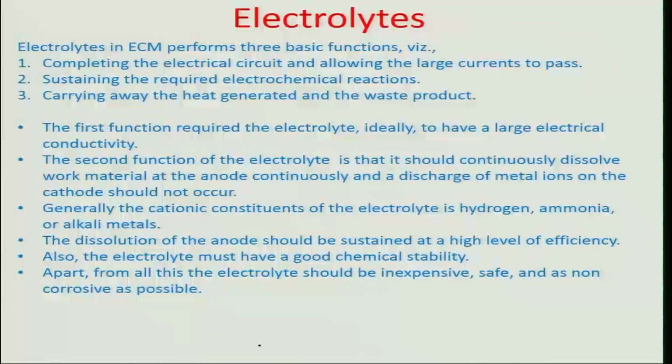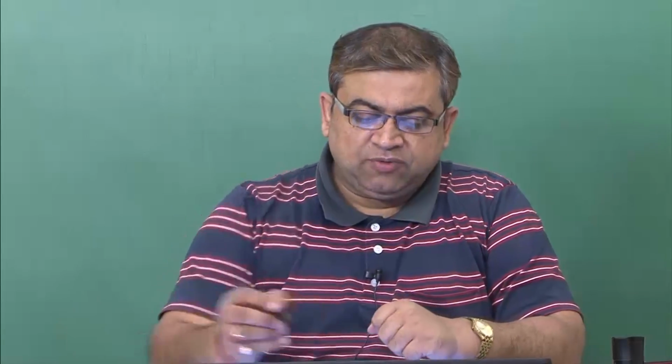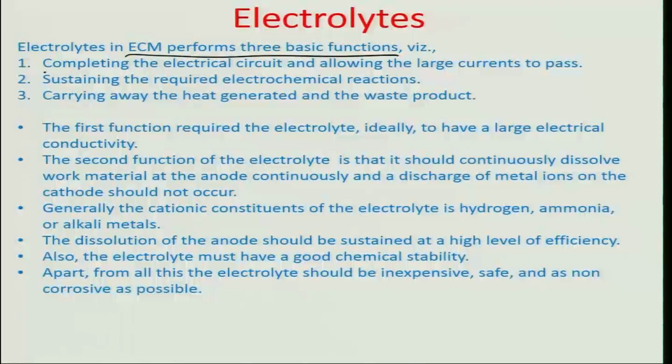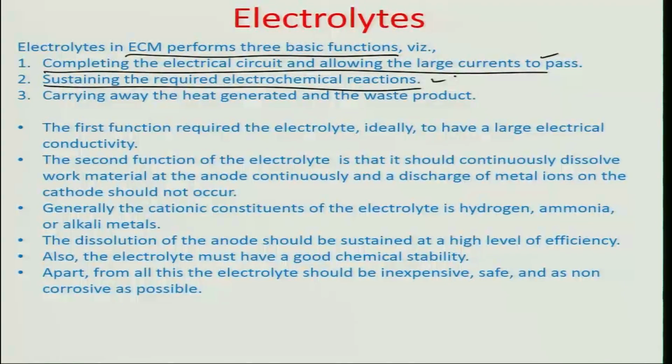The other issue is choosing the right electrolytes, because obviously electrolyte is the main active element of this whole electrochemical machining system. It basically performs 3 different functions. One is completing the electrical circuit, allowing the large currents to pass by. Now there is sustaining the required electrochemical reaction to happen for a longer time, so that the material removal rate can be continuous phenomena. And then obviously carrying away the heat generated from the waste product. So for the first function to accomplish, that is completing the electrical circuit, the electrolyte ideally needs to have a large conductivity.